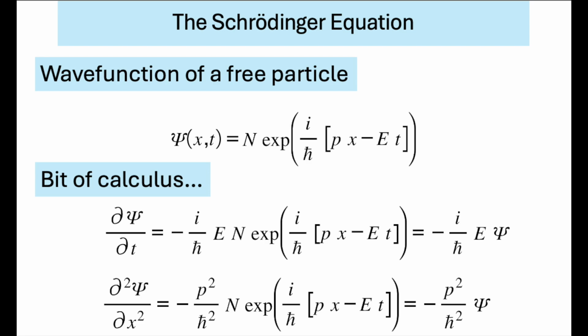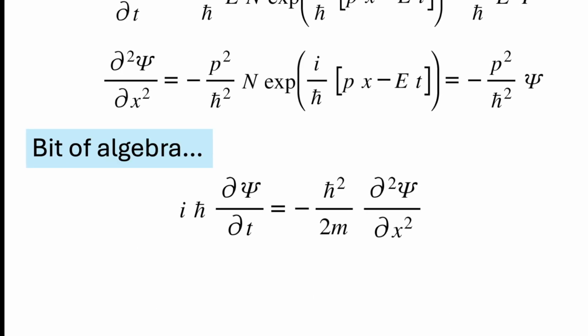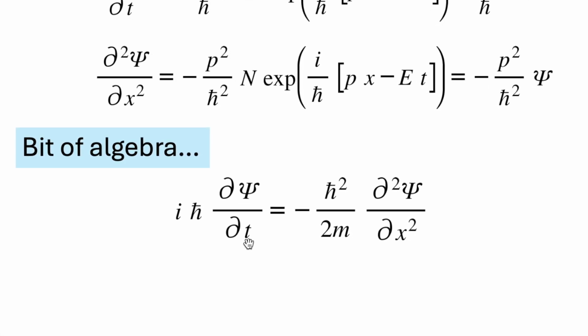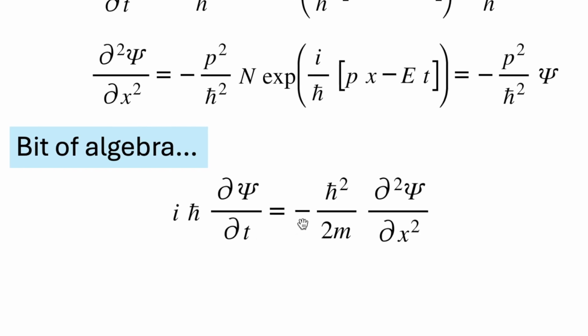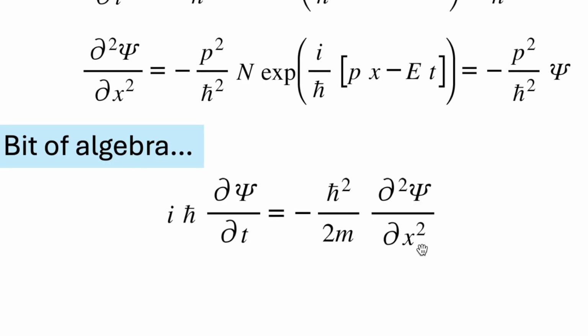Now let's take the second derivative with respect to the spatial coordinate x squared. Again, take the derivative, do a little algebra, and we'll sort out, oh yeah, again, the original wave function is in there times, this time, minus p squared over h bar squared. Do a little bit of algebra with those two derivatives, and we can easily show then that i h bar times the first derivative of the wave function with respect to time is equal to minus h bar squared over 2m, the second derivative with respect to x squared.